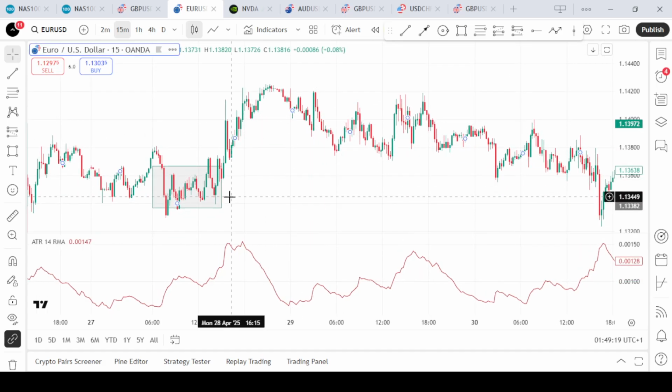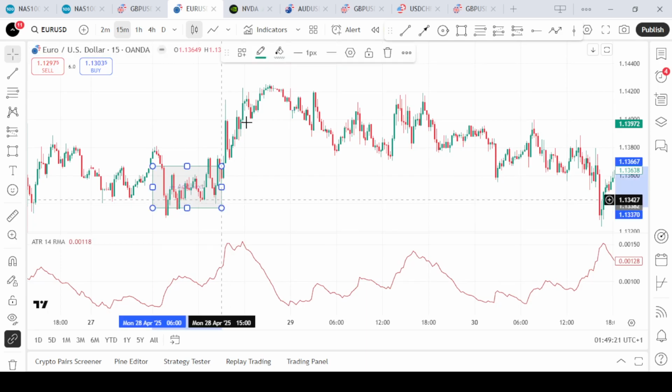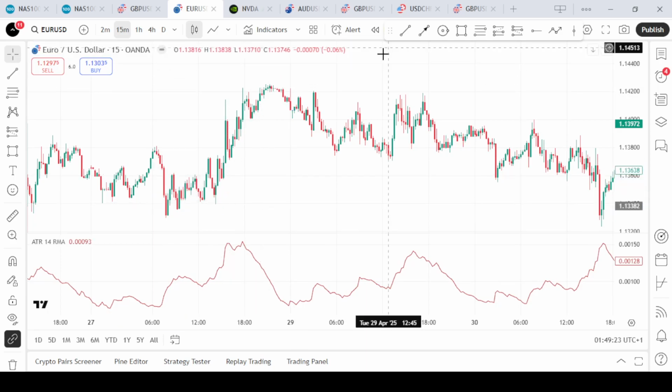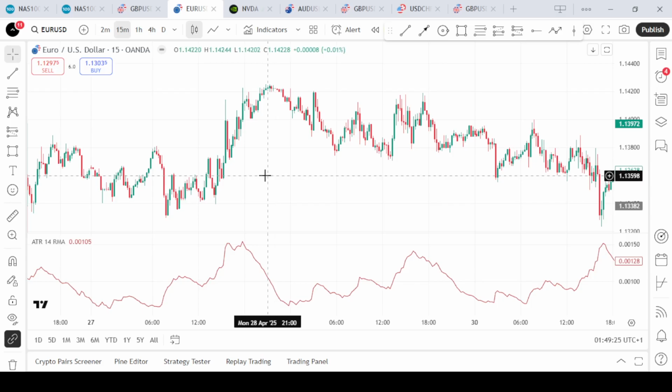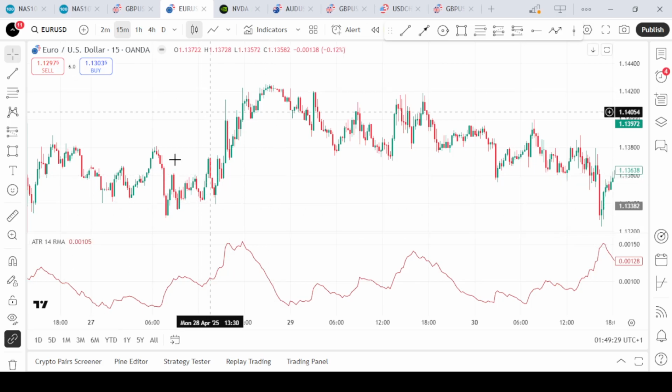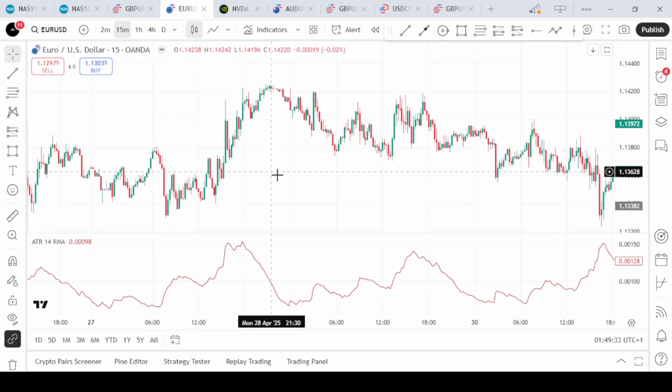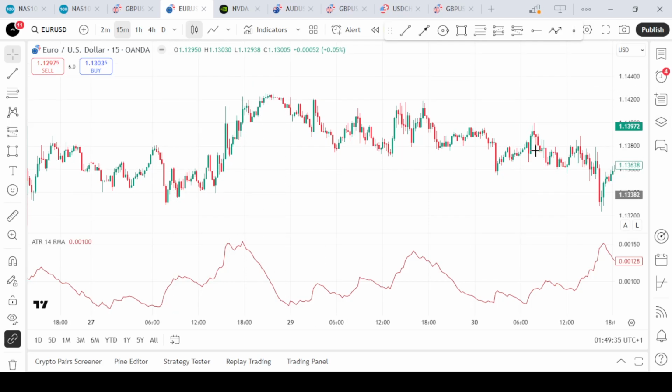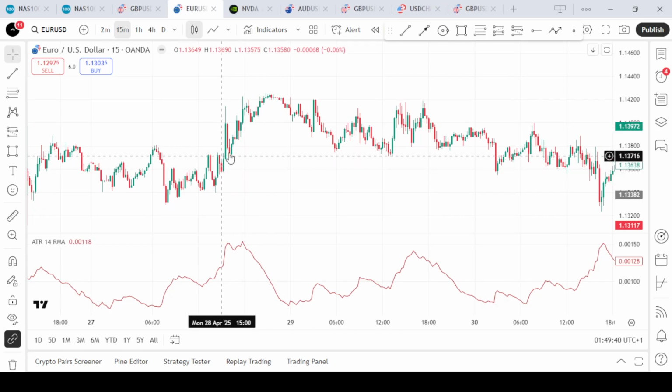The step 4 is to apply volatility-based position sizing. You can always calculate your position size still using your ATR indicator, and you can calculate the position size by your amount you want to risk. The amount you want to risk, let's say I want to risk $50 of my account.